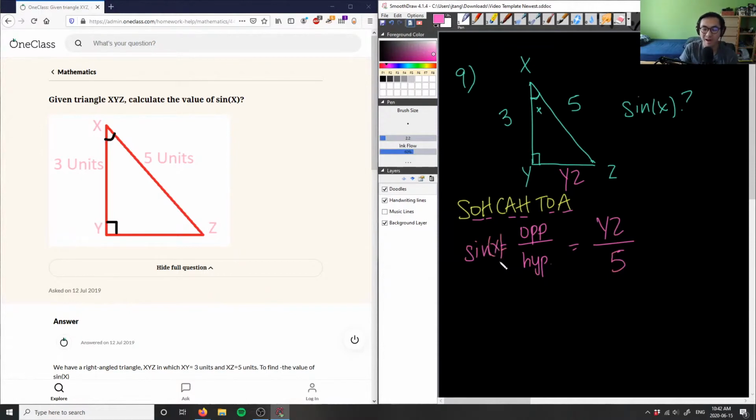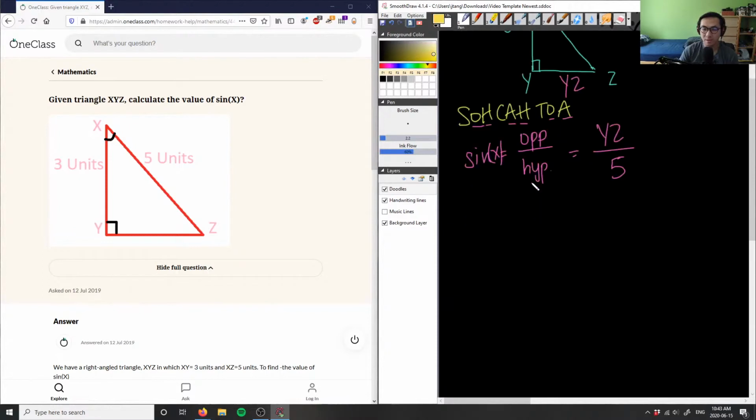We've now written an algebraic expression to solve for sine x. But again, we're missing some information because we're not given our YZ here, right? So what we have to do is solve for YZ. And how do we do that? Well, we can use the Pythagorean theorem to solve for YZ, because we have a right triangle, and we have 2 sides, which means we can algebraically solve for the third side.